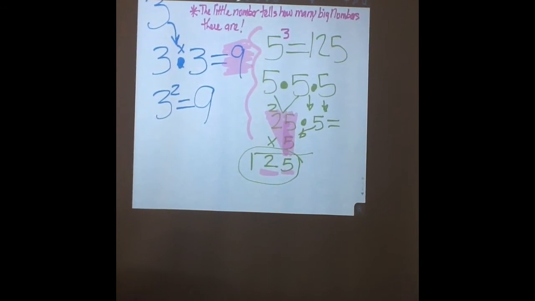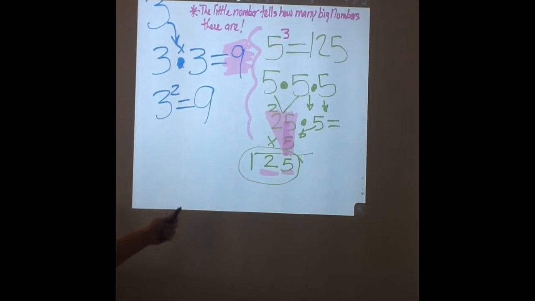125. Nice work. That's what 5 to the 3rd power means, or 5 times 5 times 5 equals 125. Can you say that with me? 5 times 5 times 5 equals 125.